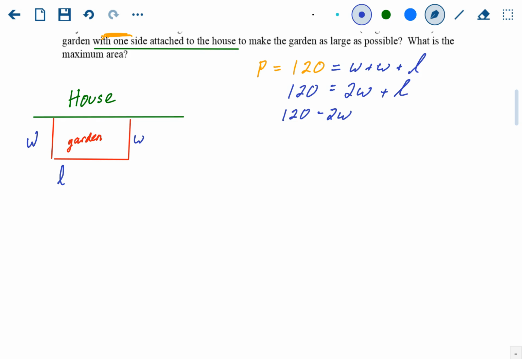And I'm going to rearrange this because remember, we're not supposed to have more than one variable. So I'm going to solve for L. Subtract the 2W over. And with that, I could replace the length with 120 minus 2W. Because again, we can only solve equations with one variable. So we had to get it all in terms of width.